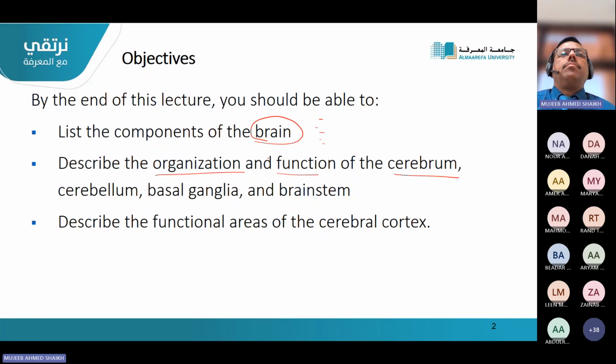These are the different parts: cerebrum, cerebellum, basal ganglia, and brainstem. These are the major, bigger parts. Then describe the functional areas of the cerebral cortex. Some functional areas of the cerebral cortex.